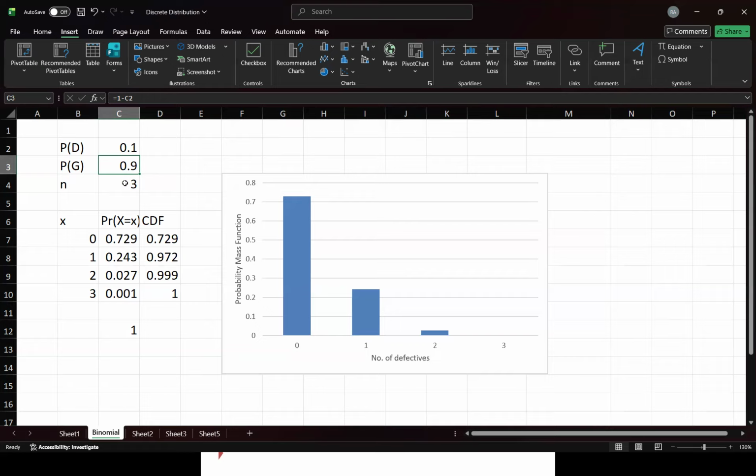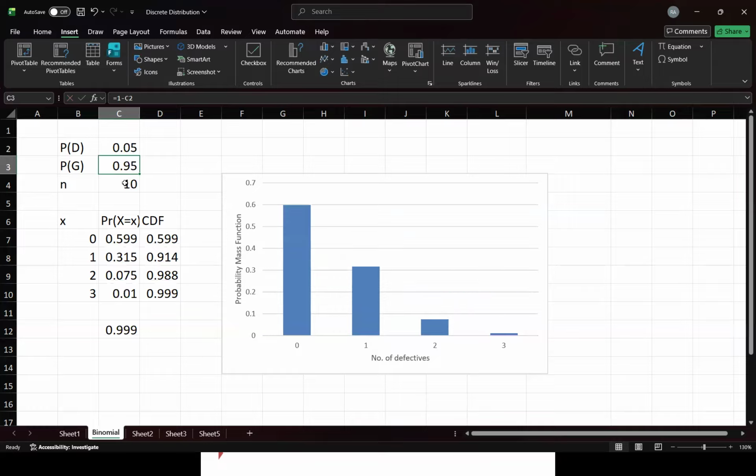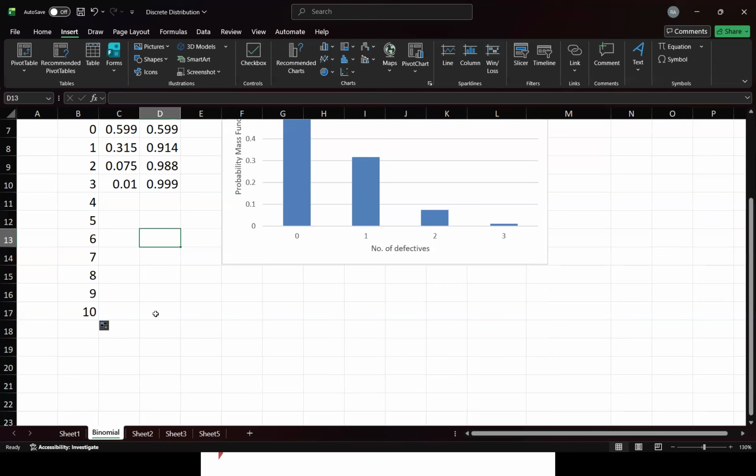For example, if we consider this value to be 10, and this value is reduced to 0.05. In this case, we have to consider a change in the possible outcomes, because now x would vary from 0 defectives in a sample of 10, 1 defective in a sample of 10, and so on. And we can get to the value of all defectives, 10 defectives.